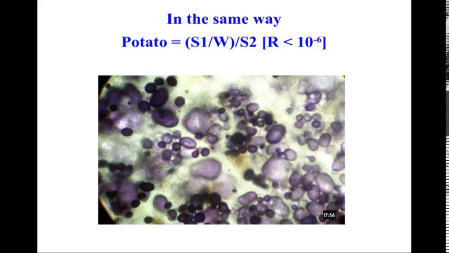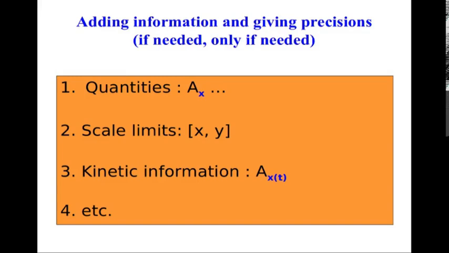And let's come back to the potato. And now it is very easy to describe what you see. You see the starch granules, S1, randomly dispersed into the water inside cells, so S1/W, and all this is dispersed into the potato, so /S2, and S2 would represent the whole potato. You can add more information about quantities, scale limits, kinetic information, and so on.